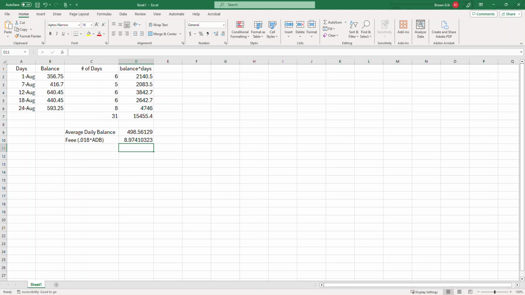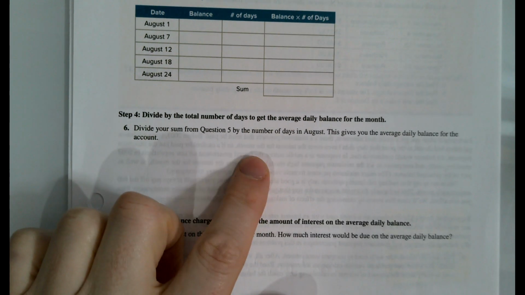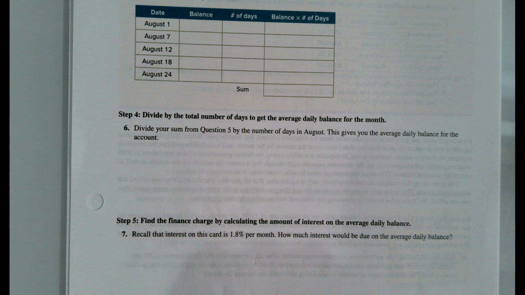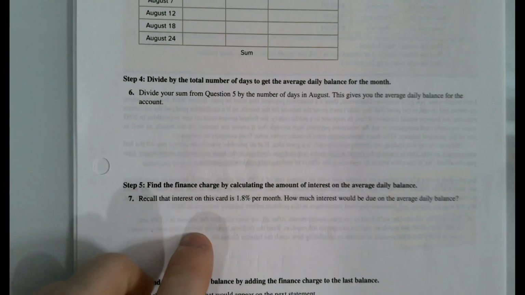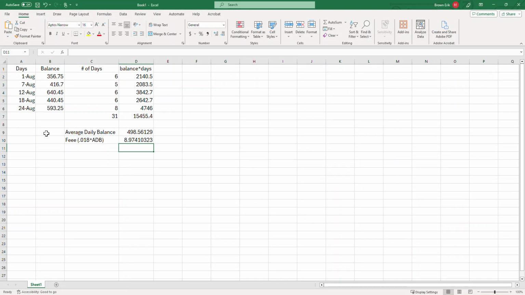So let's scamper back to our worksheet. We did our divide your sum from question 5 by the number of days in August. This gives us the average daily balance for the account. We did that one. And then we did number 7 here in Excel. We've got that one. And then the final thing is we need the account balance. So let me go back. Here. This was number 6 on your worksheet. This was number 7 in your pages.